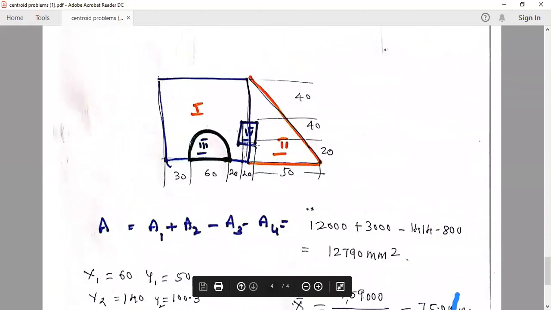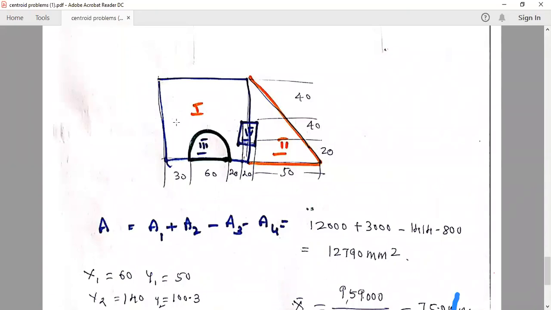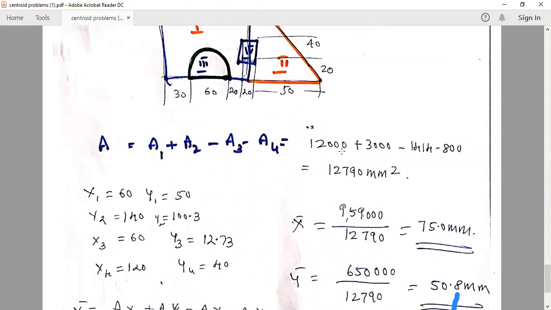Everything is shown, all the dimensions are shown here. Based on that, area of the rectangle is B into D, area of the triangle is half base into height, area of the semicircle is pi r squared divided by 2, area of this rectangle is B into D. Okay. This area. Got it?